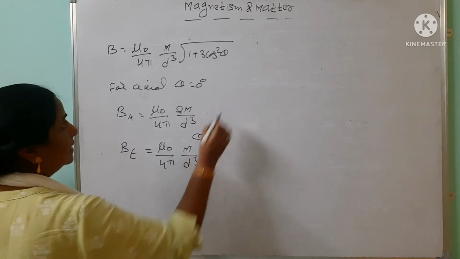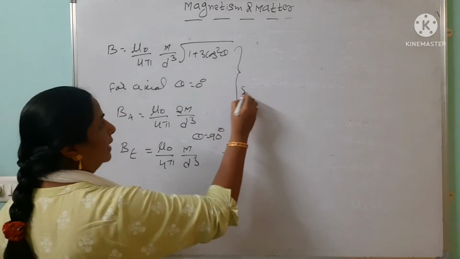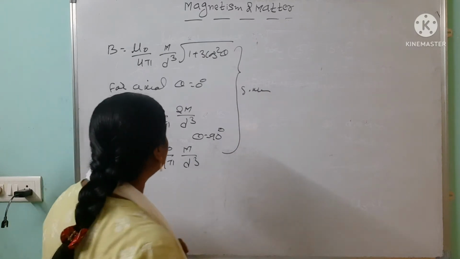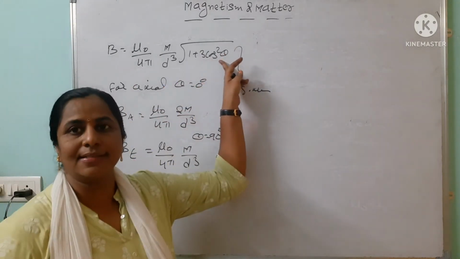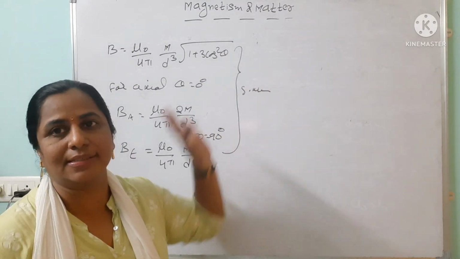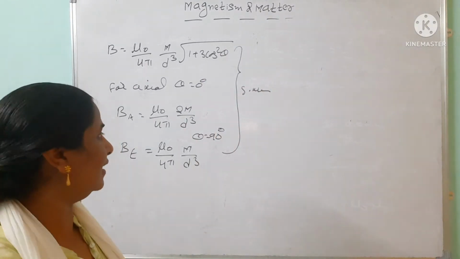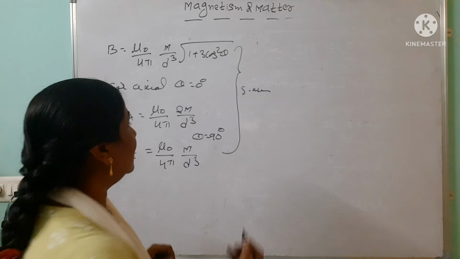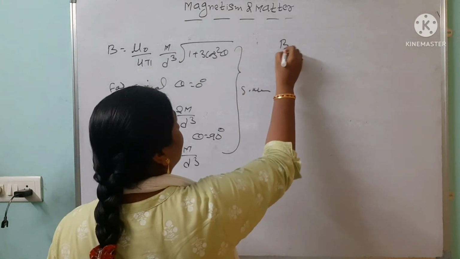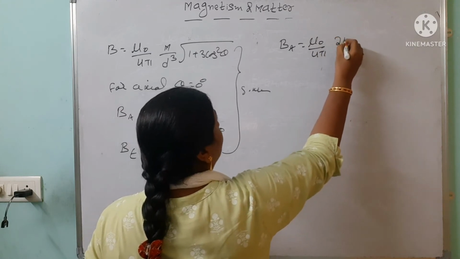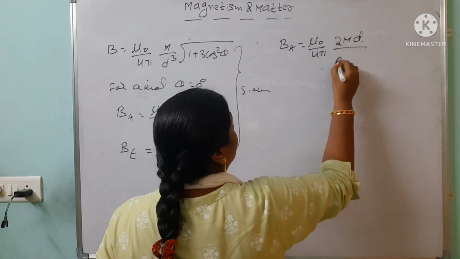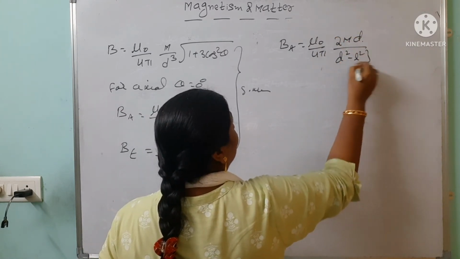But these two belong to a short magnet, axial and equatorial line. Suppose it is 60 degrees; instead of theta we put 60 degrees, and we can simplify and find the magnetic induction. See, for a long magnet, the axial line is mu naught by 4 pi 2 m d by d square minus L square whole square.